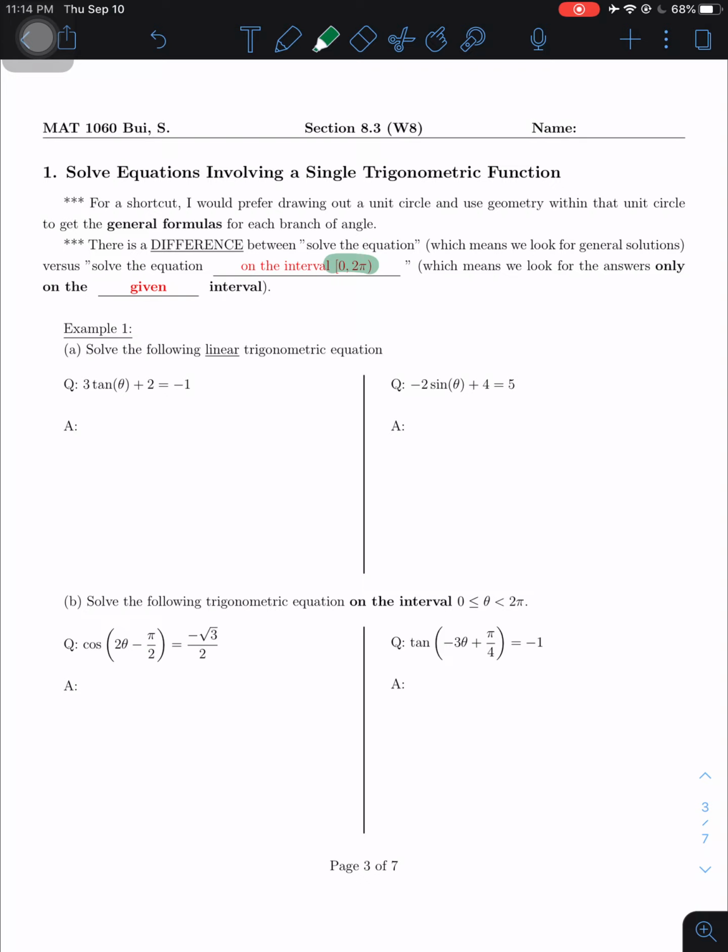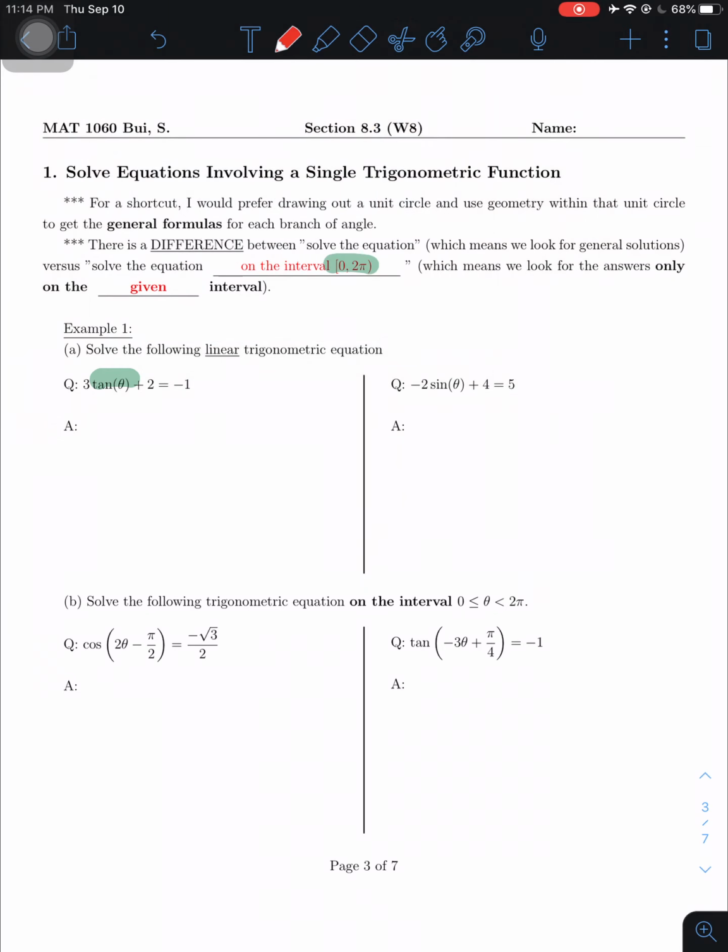To get a better view of what I'm talking about, let's do the first example in here. Solve the following linear trig functions. So what do we do here? Well, first step, solve for the trig function. It means that we have to solve for tangent of theta in here. Treat it like an x if you want to.